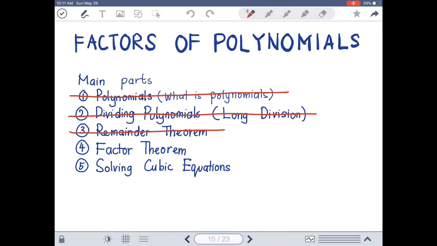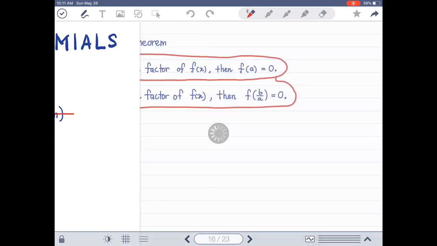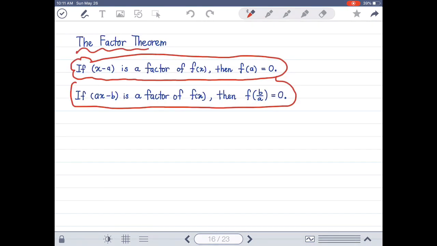We have looked at the three main parts of this chapter. Now we are going to continue with the fourth part, which is the factor theorem. The factor theorem states that if x minus a, which is a linear divisor, is a factor of f of x, then f of a is equal to 0. Or if we put it this way, if ax minus b is a factor of f of x, then f of b over a is equal to 0. Take notice that both of these are linear divisors.